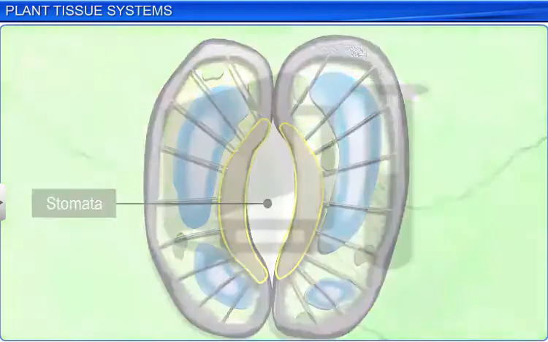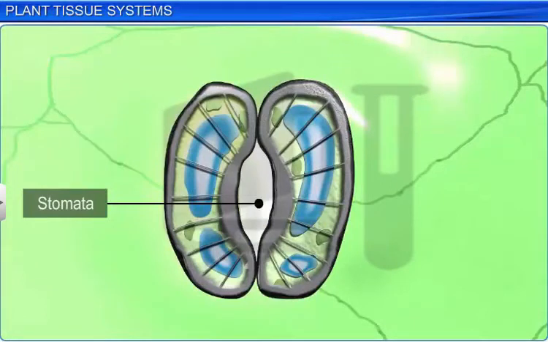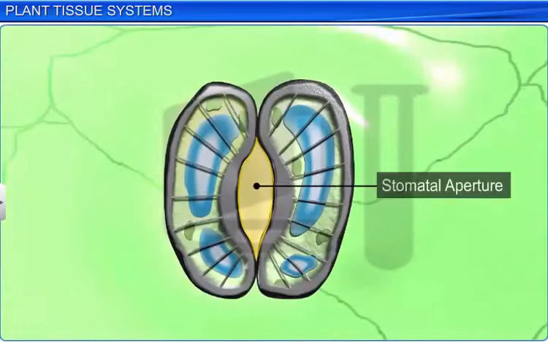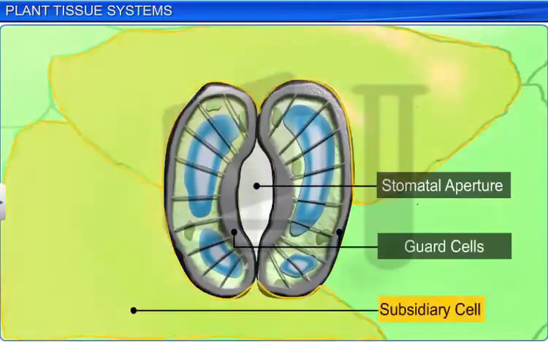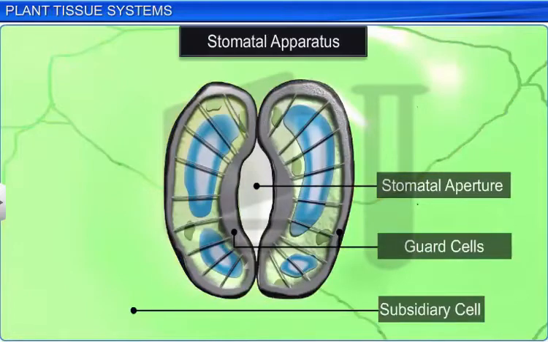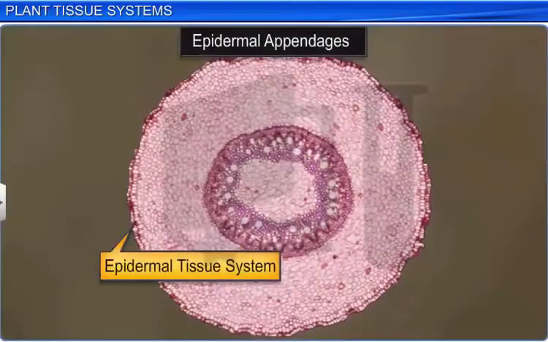When the epidermal cells associated with the guard cells become specialized in shape and size, they are known as subsidiary cells. The stomatal aperture, guard cells, and the surrounding subsidiary cells are collectively called stomatal apparatus. The epidermal tissue has epidermal appendages such as hair and trichomes.